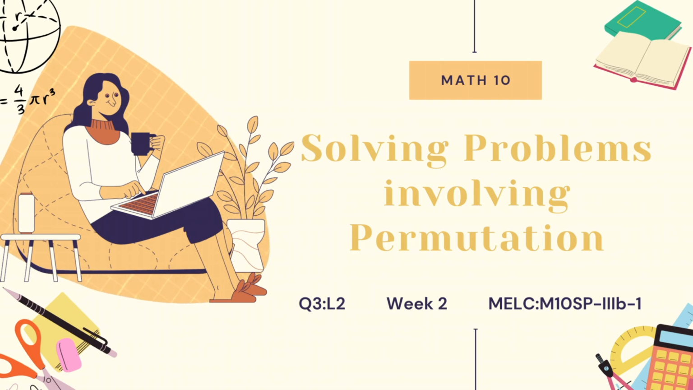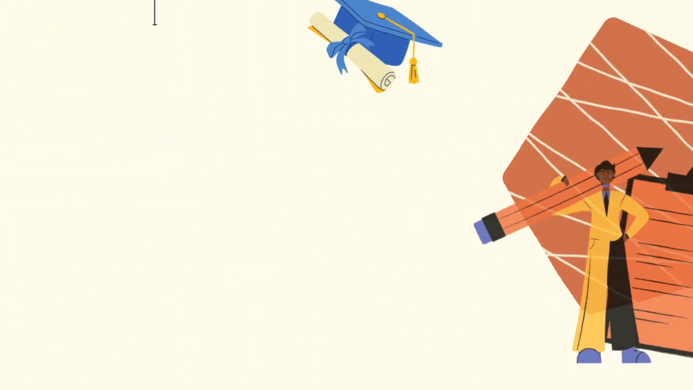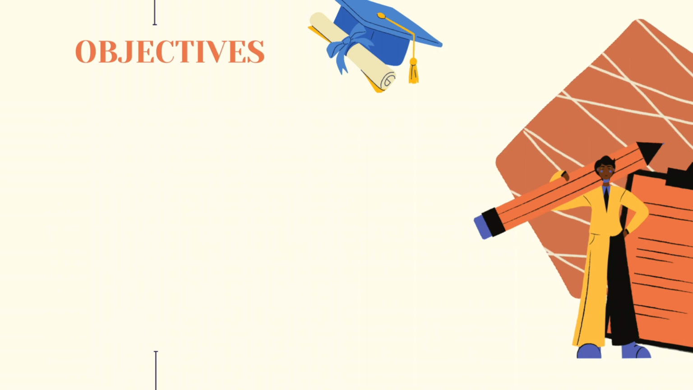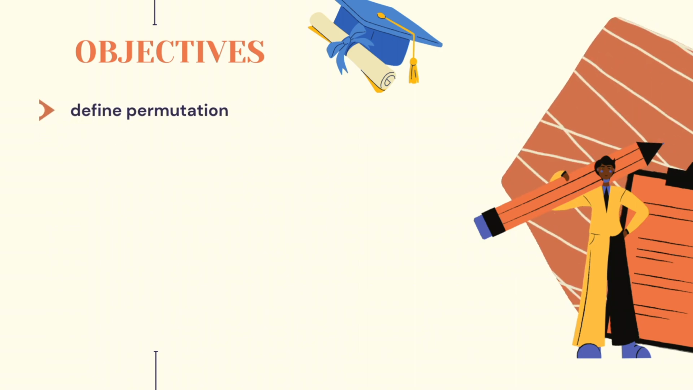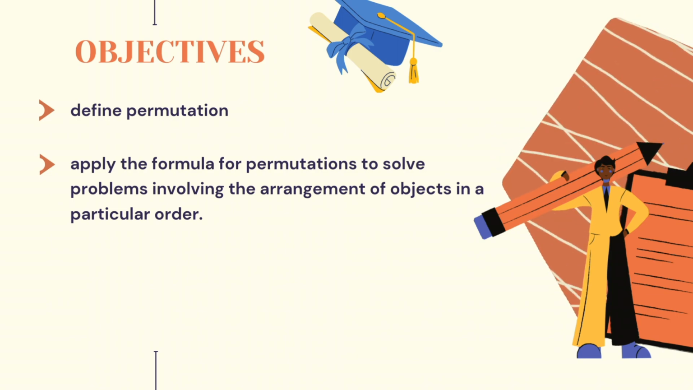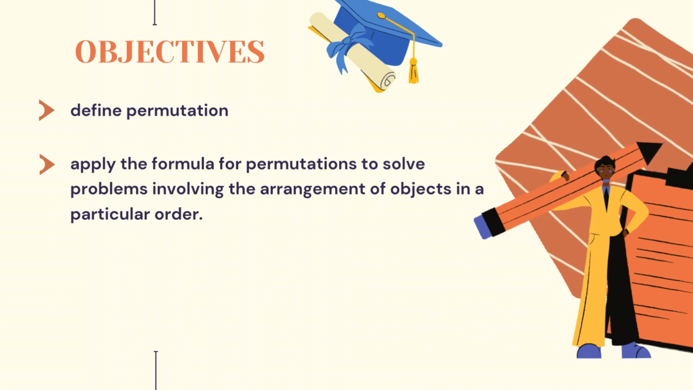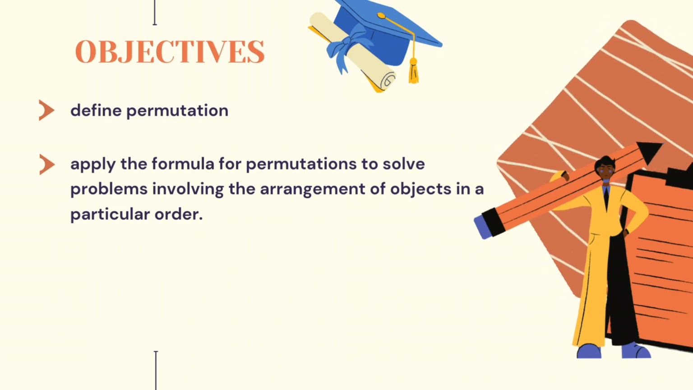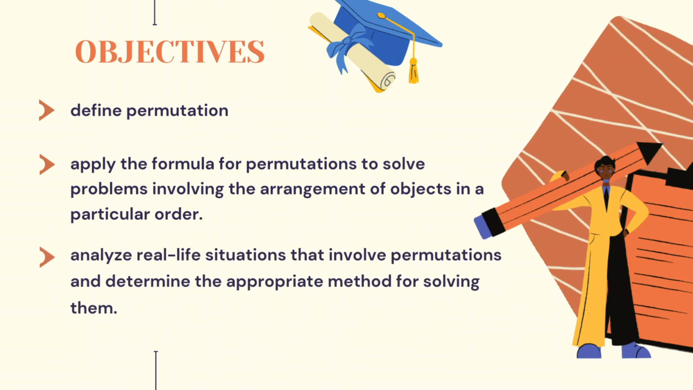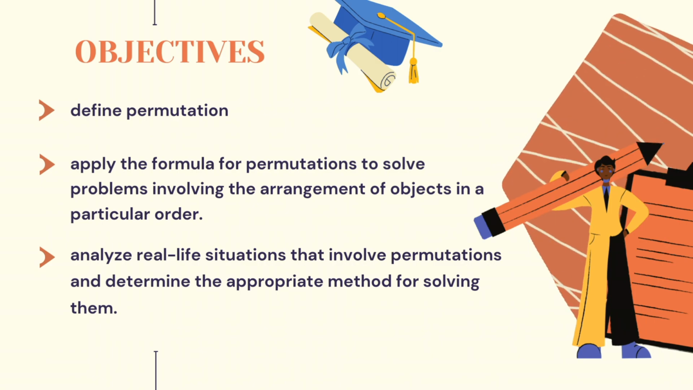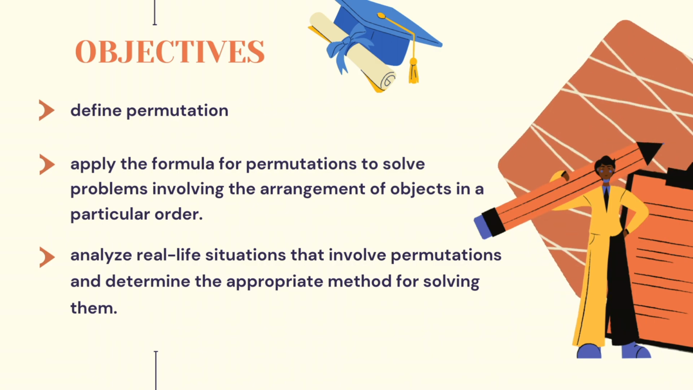Before we proceed with the discussion, let us set our objectives. At the end of this video, you will be able to define permutation, apply the formula for permutations to solve problems involving the arrangement of objects in a particular order, and analyze real-life situations that involve permutations and determine the appropriate method for solving them.